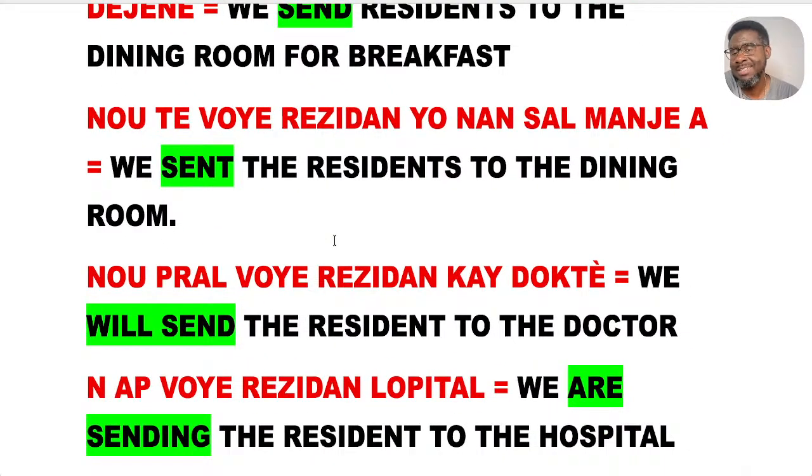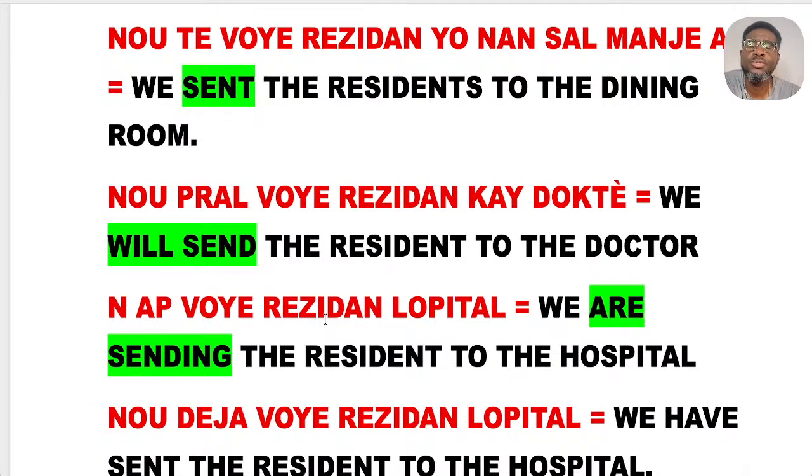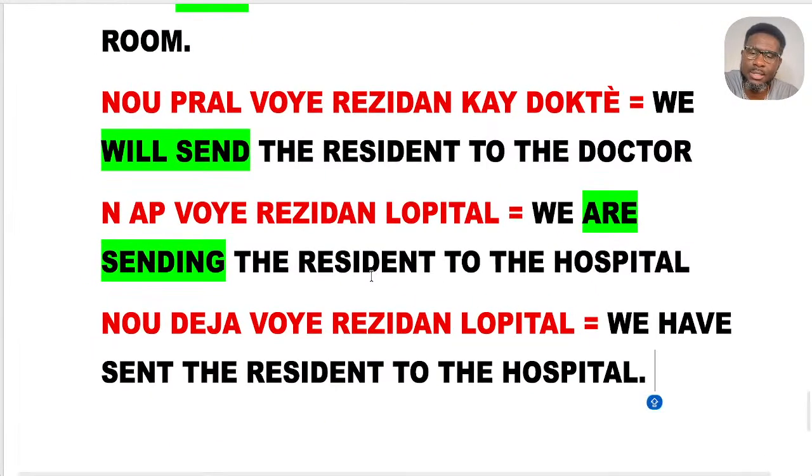Now, past tense, we sent the residents to the dining room. We sent the residents to the dining room. Future: we will send the resident to the doctor. We will send the resident to the doctor.